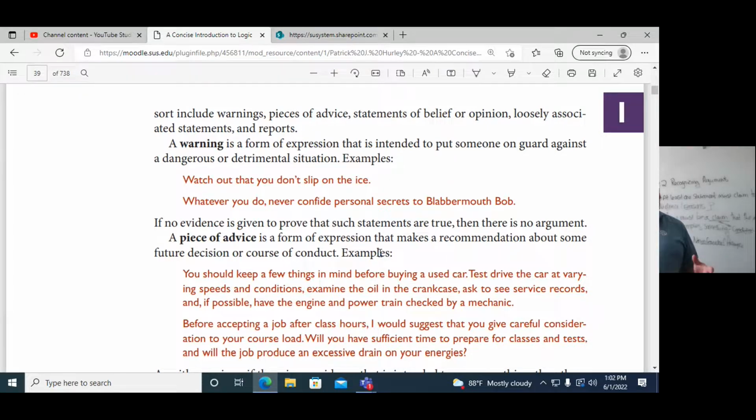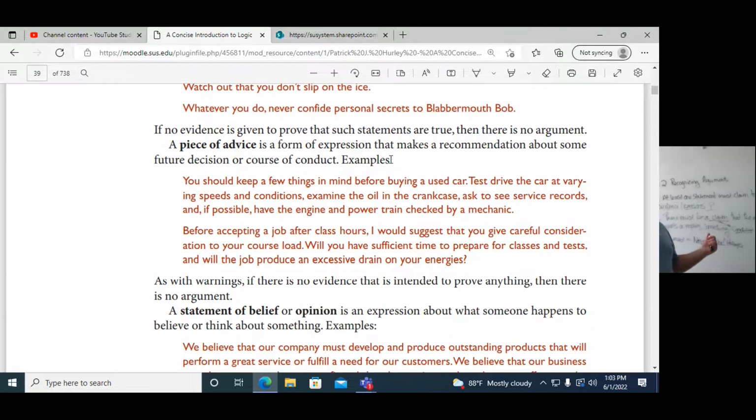But most often, a new mother knows her baby more than any other people. So if she knows that some strategy of teething is just not working, while other people just come up and give pieces of advice, you might not even give the reasoning for why you're giving that advice, right? So again, that's a non-argument, non-inferential passage right there. So before accepting a job after class hours, I would suggest you give careful consideration to your course load, right? Okay.